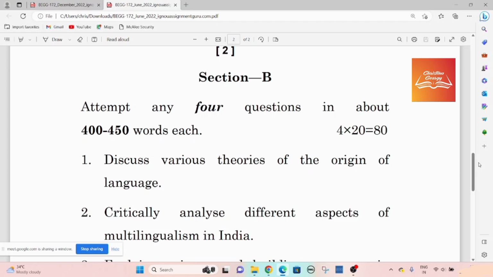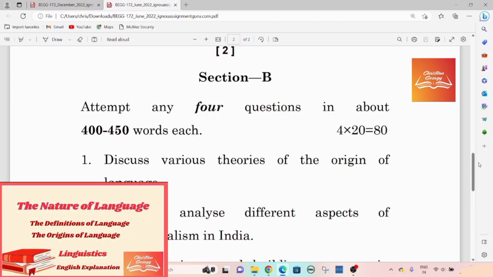Under section 1.3, you see the very many sources of language. To be specific, there are 6 sources: the divine source, the natural sound source, social interaction source, the physical adaptation source, the tool making source, and also the genetic source. Make sure that you study this thoroughly.